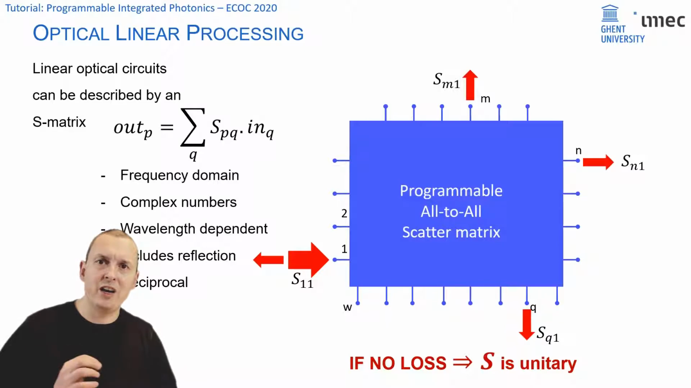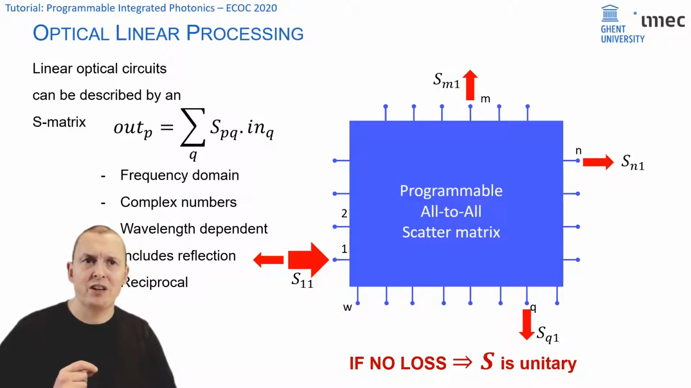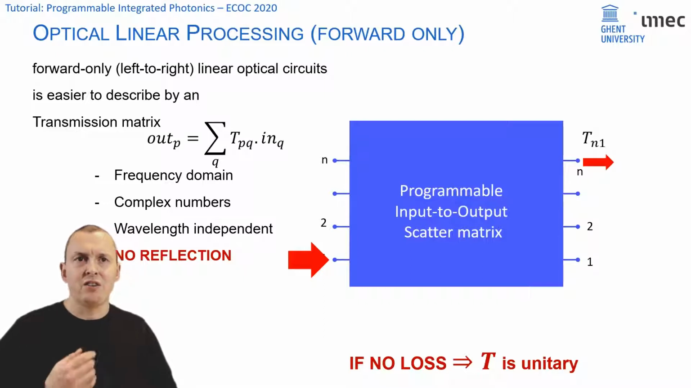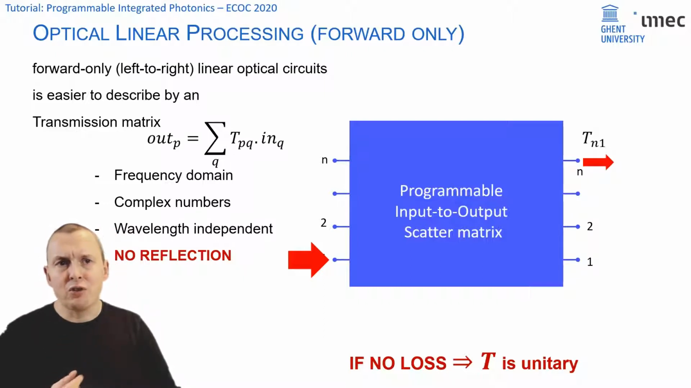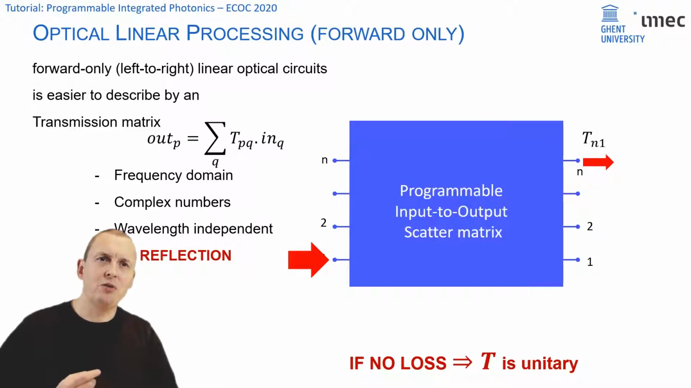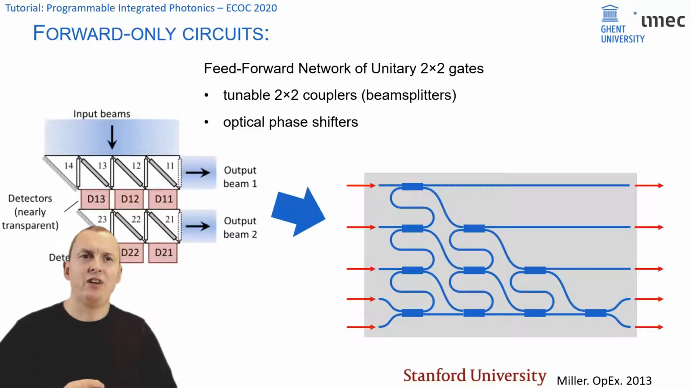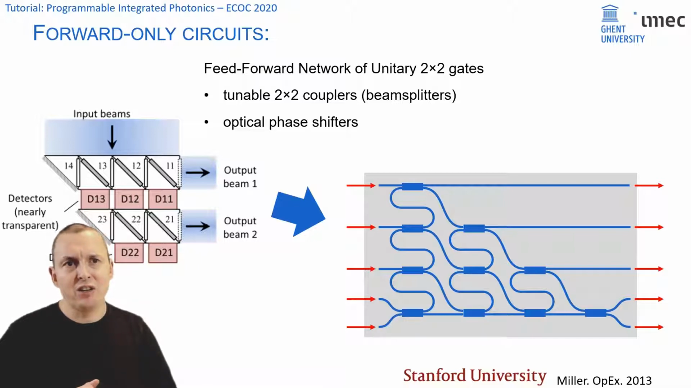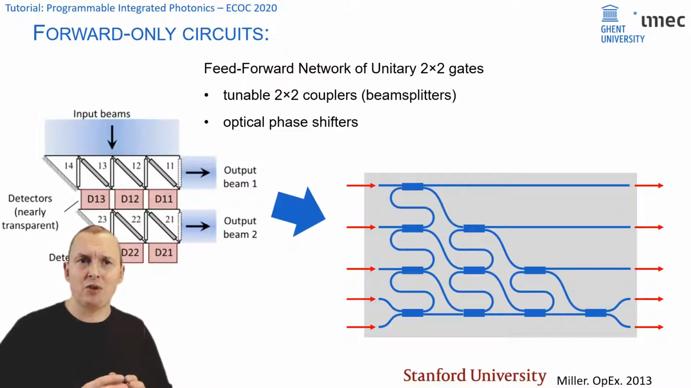That's why today we see a lot of programmable circuits that are a simpler form, that basically separate the inputs from the outputs, and you only have propagation in one direction through your circuit. These kinds of forward-only circuits were already proposed in the 90s, but it's only in like 2013 that David Miller of Stanford came up with the idea of implementing and configuring these circuits. Essentially, you can configure such a circuit from just a few simple building blocks that you cascade.